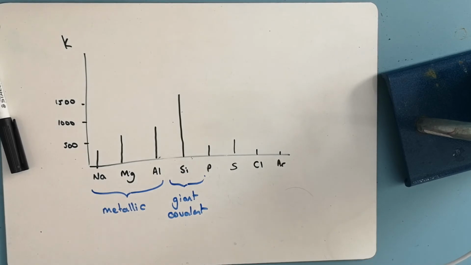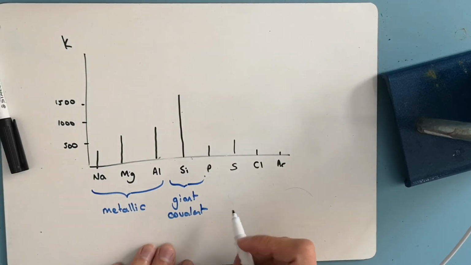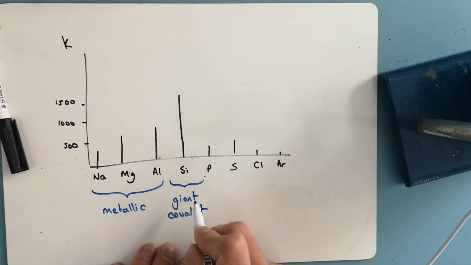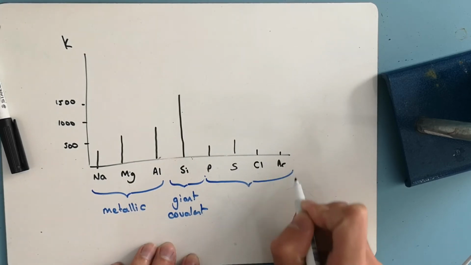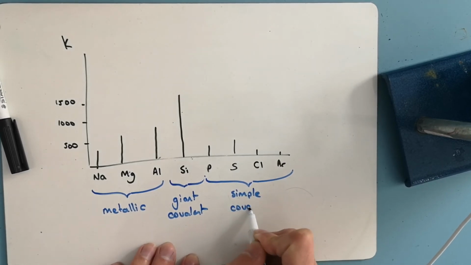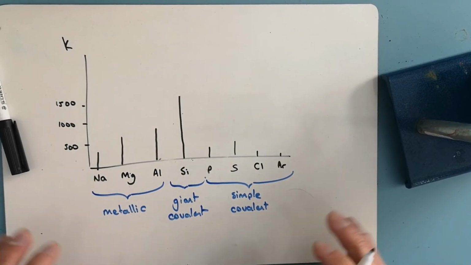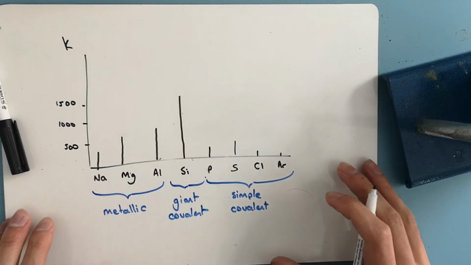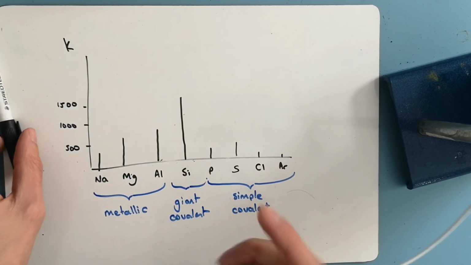So trillions and billions of silicon atoms all joined together by strong covalent bonds. So very, very difficult to get to melt and break those bonds down. Now phosphorus, sulfur, chlorine and argon, these are all simple covalent. So the only thing holding these together are the London dispersion forces, or induced dipole bonds, van der Waals forces, however you want to call them. And they're determined by the number of electrons.